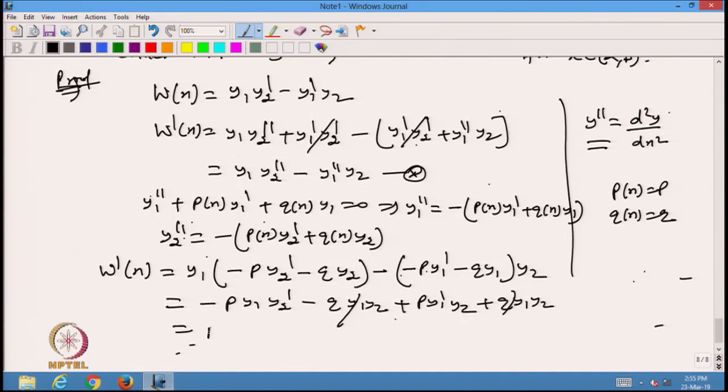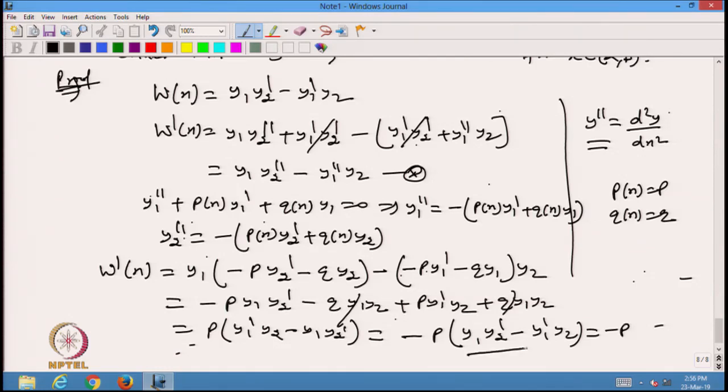So I take the common factor p, and then I can write it as y1 dash y2 minus y1 y2 dash, or I can write it as minus of p, y1 y2 dash minus y1 dash y2, and if you see clearly then it becomes minus p, and this is what again the Wronskian. So that is my Wronskian we have started with.